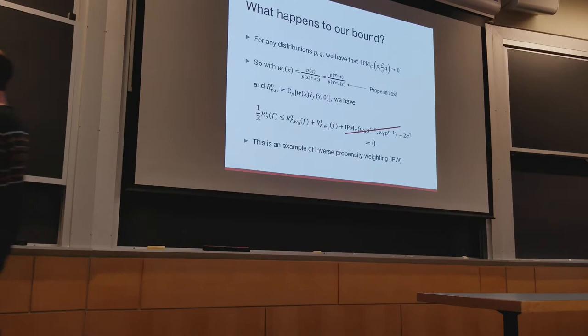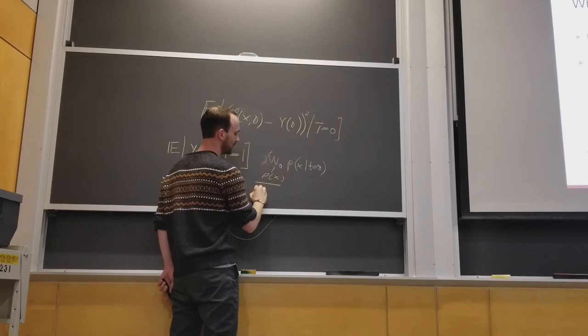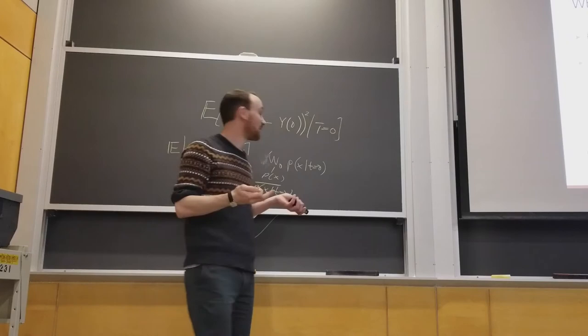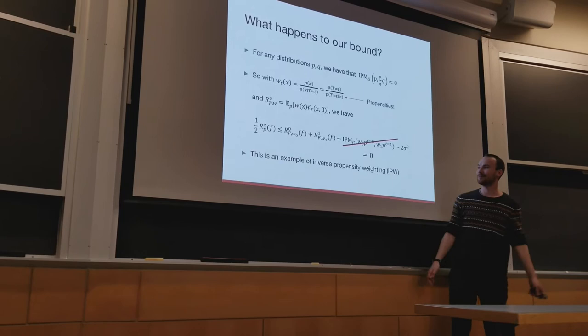w0, p of x, and t equals 0. This thing was p of x, sorry. This thing is p of x over p of x given t equals 0. And the same thing happens for t equals 1. So we get the same distribution p of x in both places. So the IPM term just goes away. Magic. So now we have a new bound where we don't have any IPM at all. Wouldn't that be nice? So the only crux is, what are these weights exactly?